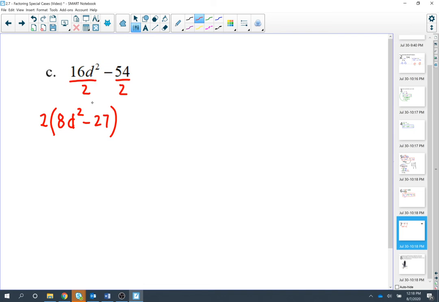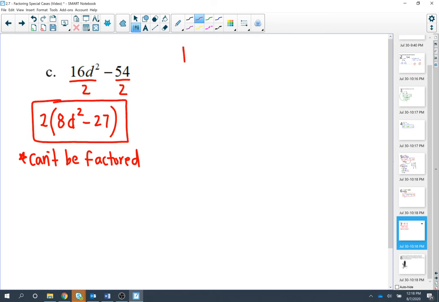It's not a trinomial, so now I'm kind of looking at, okay, well, maybe it's the difference of squares. D squared would be d times d, but 8 doesn't have a square. Well, what about 27? 27 doesn't have a square. So maybe this would be cubes. This can't be factored because it's not cubes. So I think I probably have a typo here. Can't be factored. And on this one, you're done.